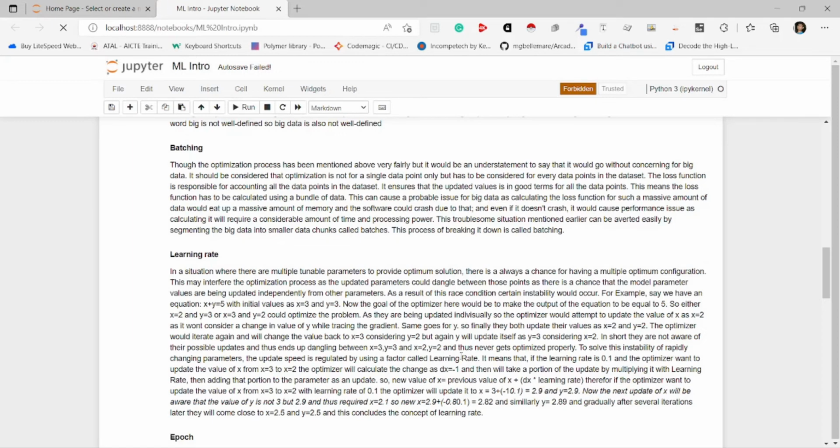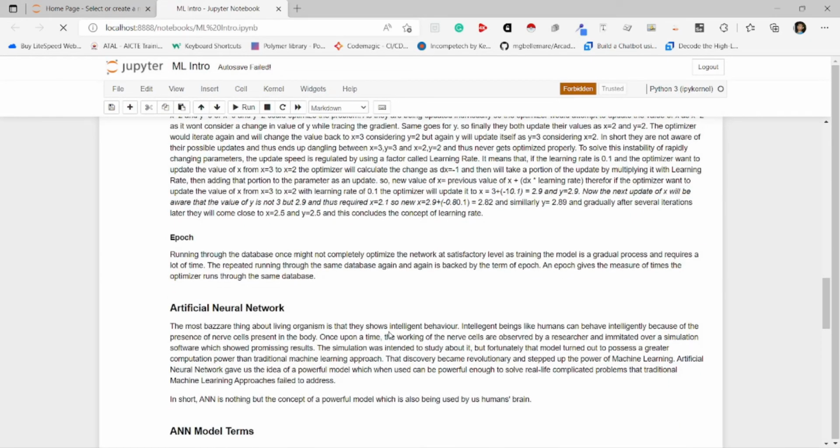which would be 2.82. Similarly, y equals 2.89, and gradually after several iterations they will come close to x equals 2.5 and y equals 2.5, and this continues. And this concludes the concept of learning rate.